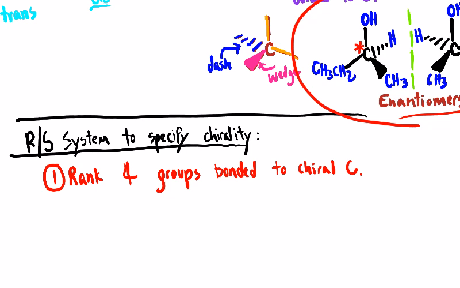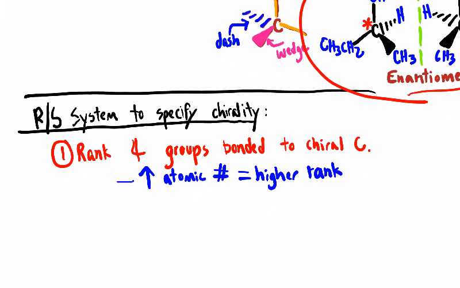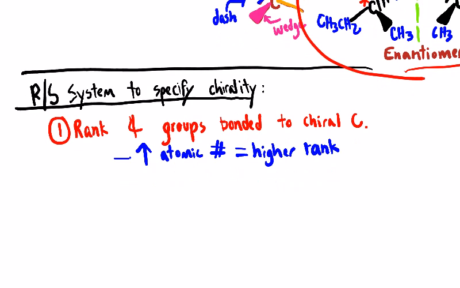So basically here, the higher the atomic number from the periodic table is going to correspond to higher priority in this ranking system. This is a systematic way of ranking the groups around the chiral carbon so that we can establish which stereochemistry the molecule is, which of the 2 enantiomers it is.